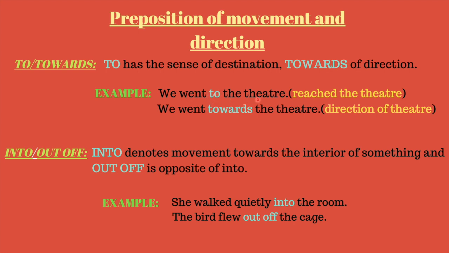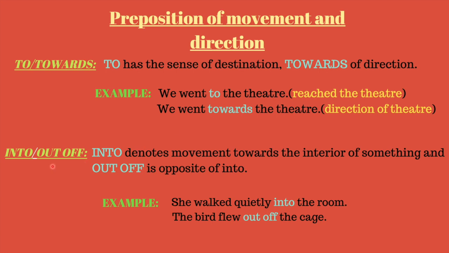We went to the theater. But we went towards the theater. Here we are not focusing on destination, but we are focusing on direction. That is, the direction is towards the theater. That is why we say we went towards the theater. We are not going to the theater, but we are moving in the direction of the theater. So towards has the sense of direction and to has the sense of destination.